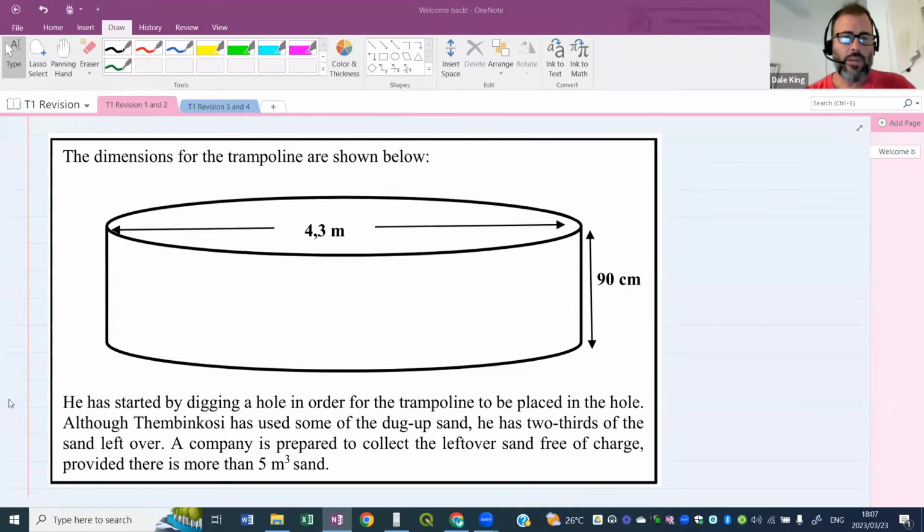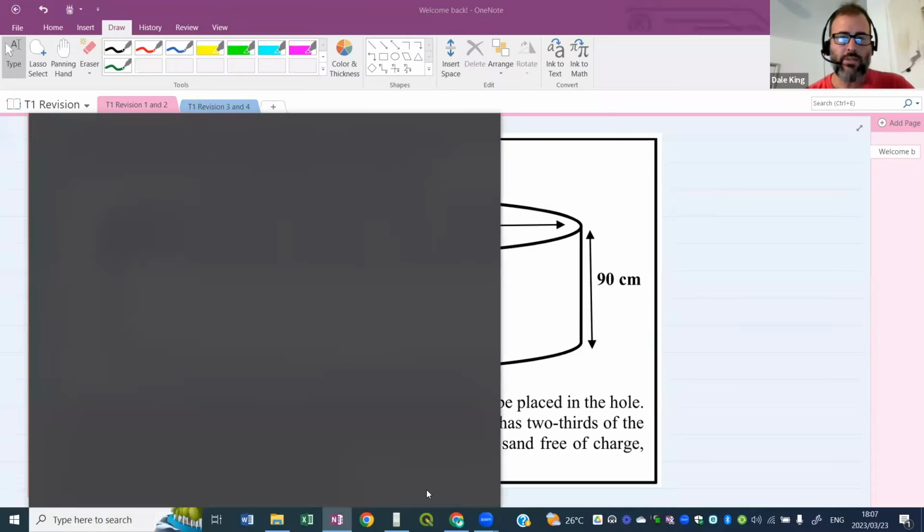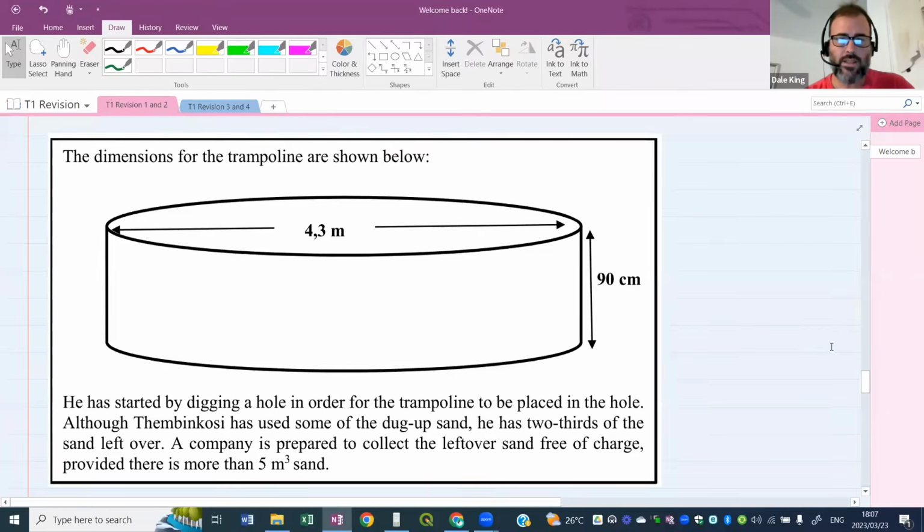Okay, a company is prepared to collect the leftover sand free of charge, provided there is more than 5 meters cubed of sand. So this is important here. So when this hole is dug, to get rid of all the sand, a company will come pick it up, but it's got to be more than 5 cubic meters. So that's obviously going to be one of the things that we're going to answer here.